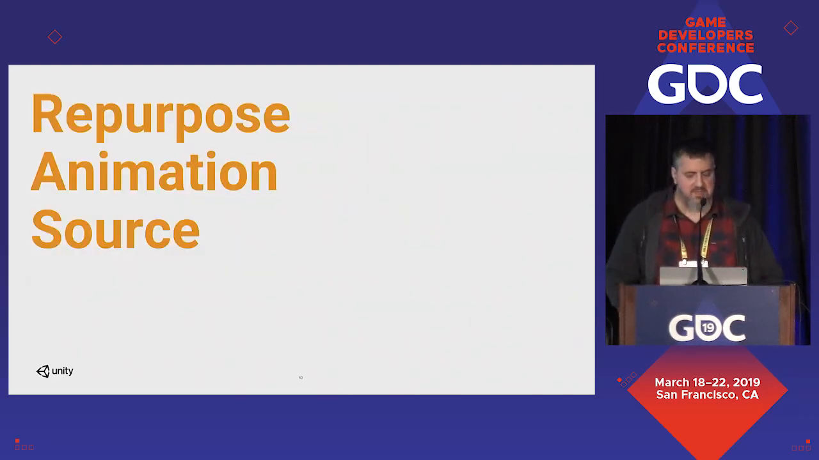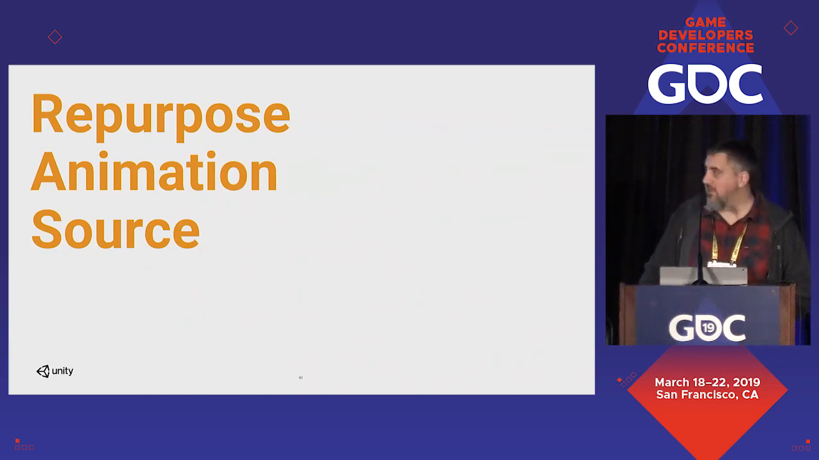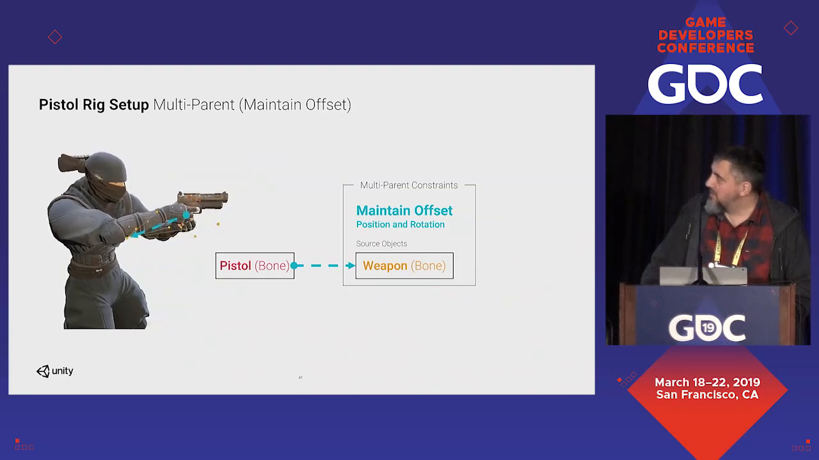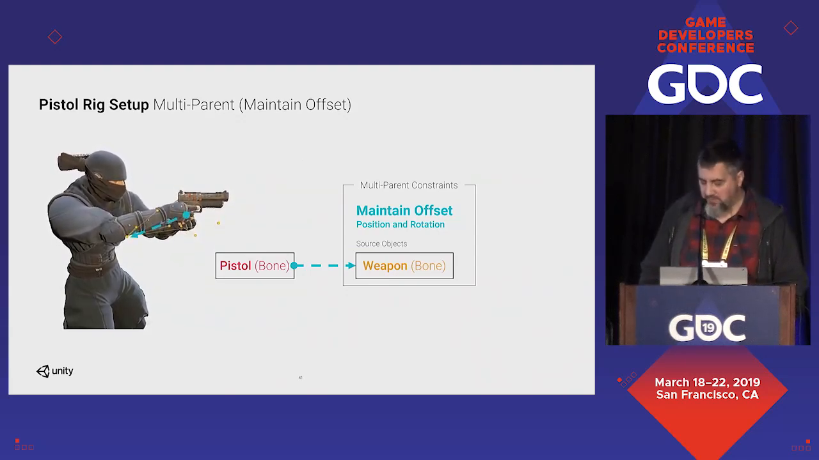So on our second use case, I wanted to see if we can repurpose the animation source, in this case our state machine. So what I did first is I used a multi-parent constraint again to constrain the pistol bone to the weapon bone, but in this case I used the maintain offset position and rotation option. So I was able to keep the existing offset between both objects instead of aligning them on top of each other. So that was, again, super useful, predictable, results were great, and simple to use.